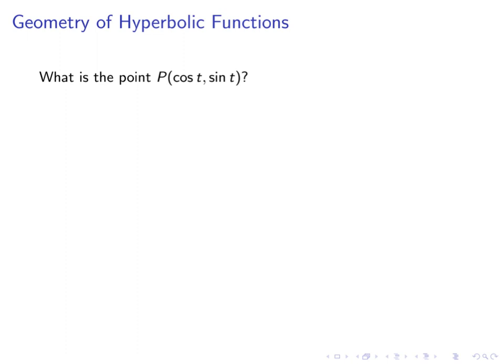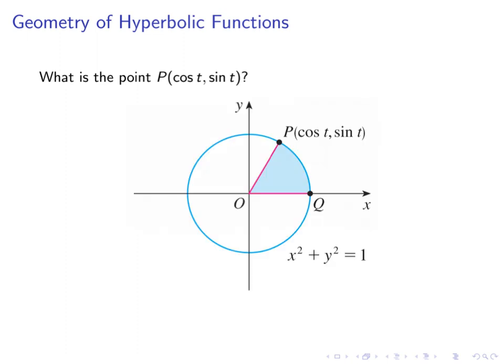So when t is 0, it's going to be at the point (1, 0), right? If you go to pi over 2, it's going to be at the point (0, 1). If you take pi over 4, you go up on the unit circle by pi over 4 radians and you get to that point. So basically, this is what it looks like. t in this case refers to that angle, t radians.